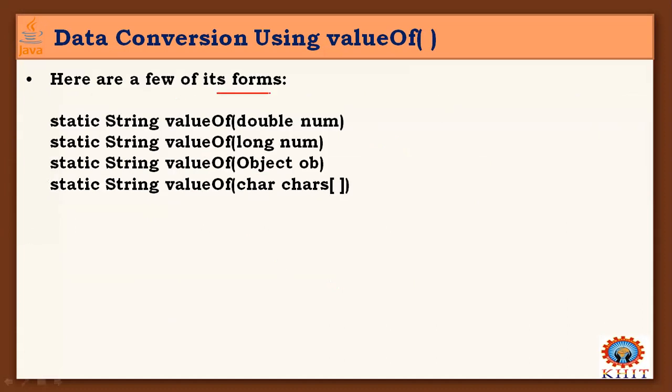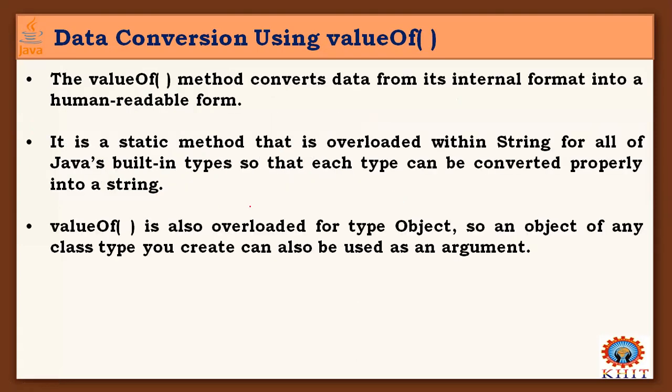And here we have some forms of this string method valueOf, and it is purely a static method, and we can overload this method for all Java built-in types. Here are a few of its forms. The first methods are of type double, long, and so on. We can pass an argument to this method for conversion, and we can pass an object also, and char, integer, float, character like that. And this method converts data of any built-in type in Java into a human readable format.